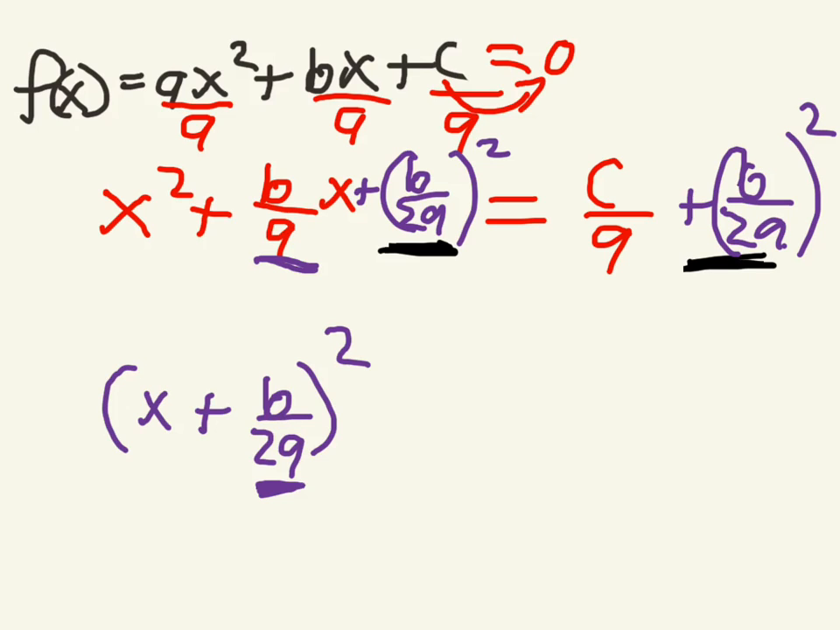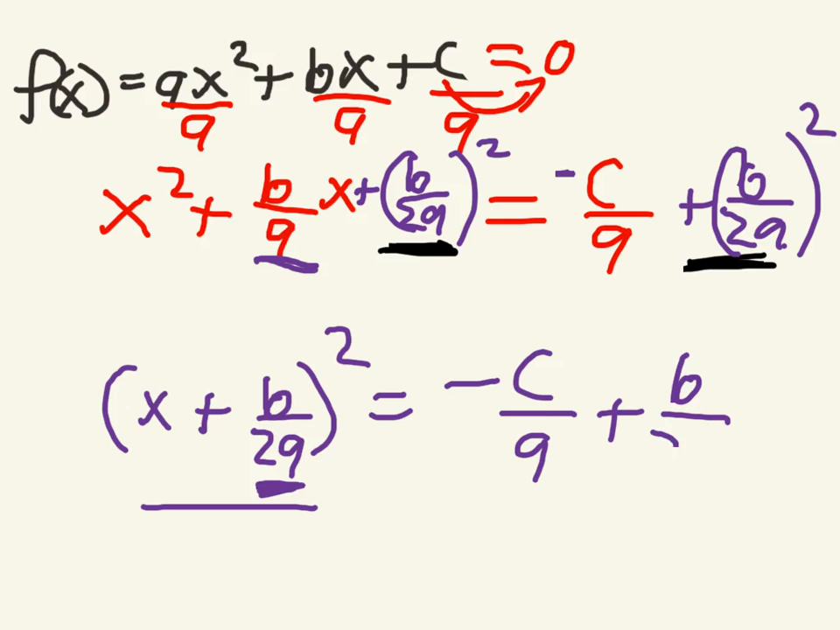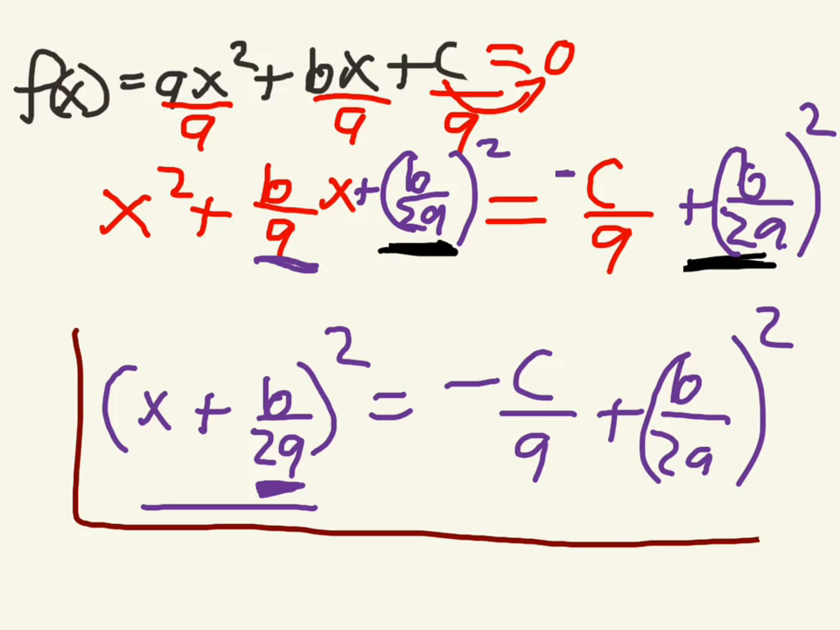Now I've gone through this, and what I would like you to do is take the equation x plus b over 2a quantity squared is equal to, I forgot a negative sign up here earlier, negative c over a plus b over 2a quantity squared. I'd like you to take that equation. I will put a red box around it, really a dark red, haven't used this one before. I want you to take this equation.